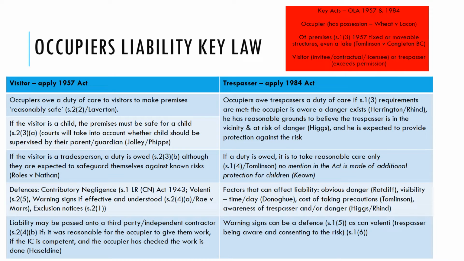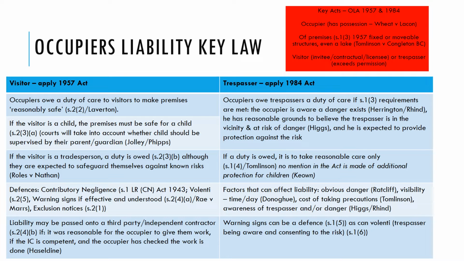Okay, but there are requirements that have to be satisfied for that, and I've summarised them here under section 2(4)(b) at the bottom. So you'll be able to pass liability on if it was reasonable for you to give them work, if you believe that they're competent, and that's insofar as you can check that they're competent, and you've checked the work is done, again insofar as much as you can, because of course we wouldn't expect occupiers to have the expertise that an independent contractor would have in carrying out work, because otherwise they'd do it themselves.